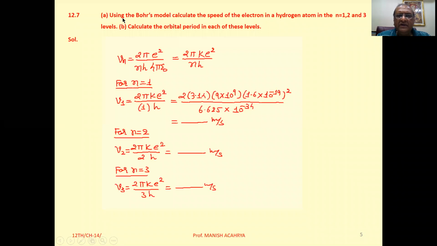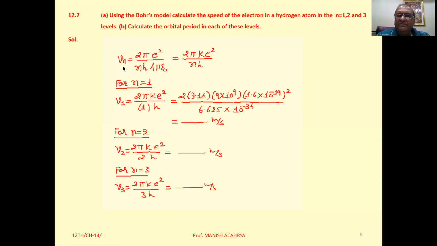12.7. A. Using the Bohr's model, calculate the speed of the electron in a hydrogen atom in the n equal to 1, 2, and 3 levels. B. Calculate the orbital period in each of these cases. Okay.